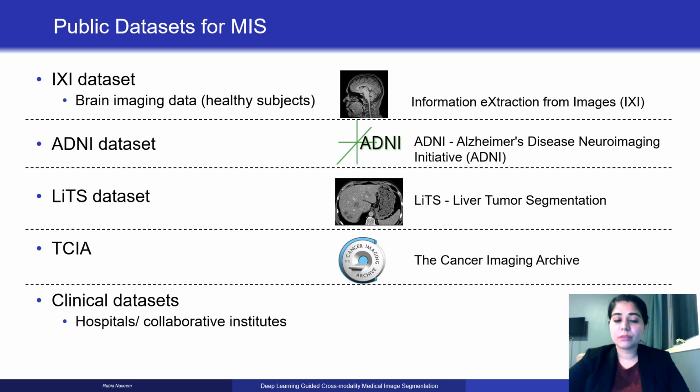To facilitate the research community, several publicly available datasets have been provided for medical image segmentation, such as the BraTS dataset, which is a multimodal brain imaging data of healthy patients. Then there is another dataset containing data of Alzheimer's patients. Abdomen data is contained in the LiTS dataset. Then there is another database, the Cancer Imaging Archive, which contains data of several organs. In addition to public datasets, some hospitals and collaborative institutes also provide medical imaging data to facilitate the research community.